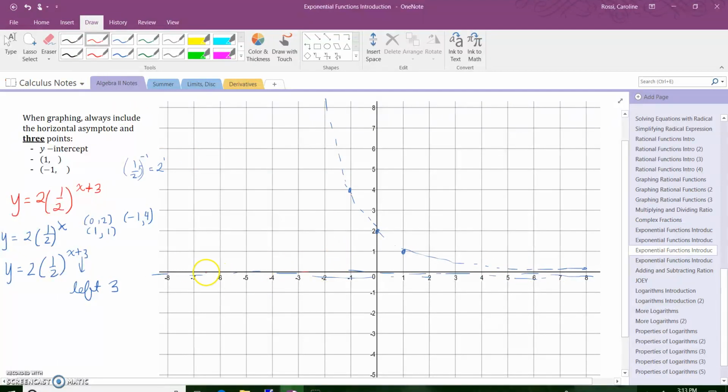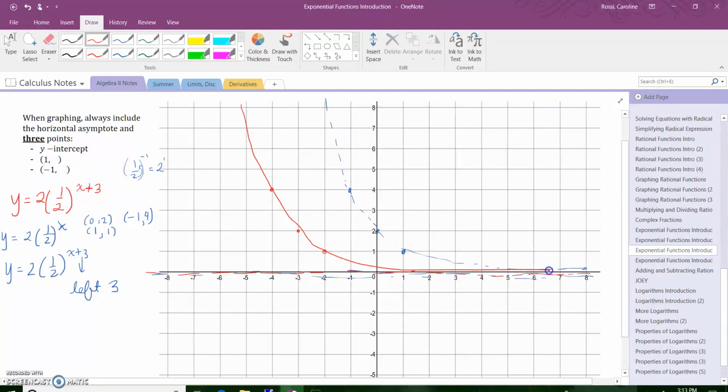All I'm going to do is move everything left 3. So now think about this. If I take a horizontal line and go left 3, is that going to change my horizontal asymptote? The answer is no, it's still going to be y equals 0. So let's go 1, 2, 3, 1, 2, 3, and 1, 2, 3. There's our final function, shifted left 3 units.